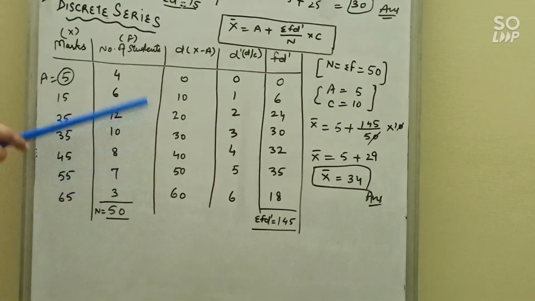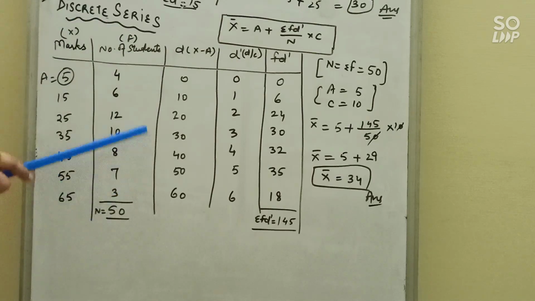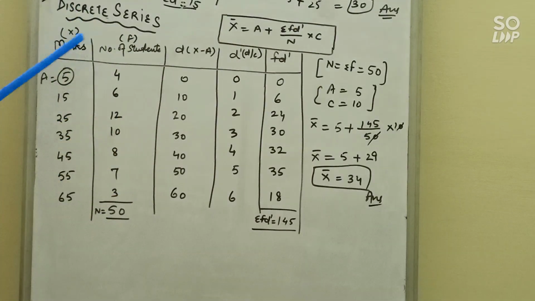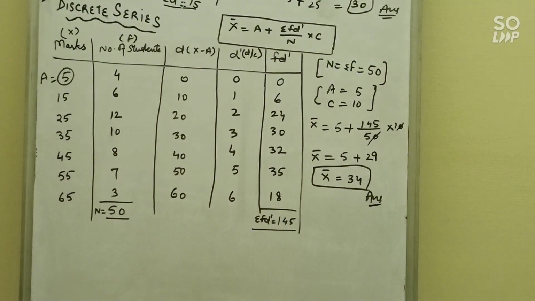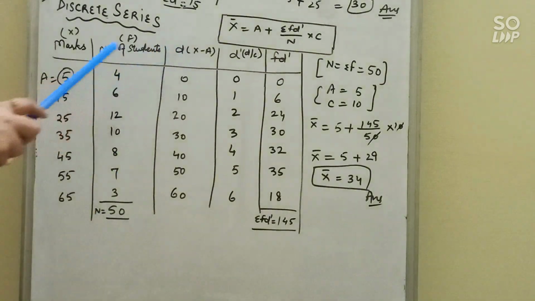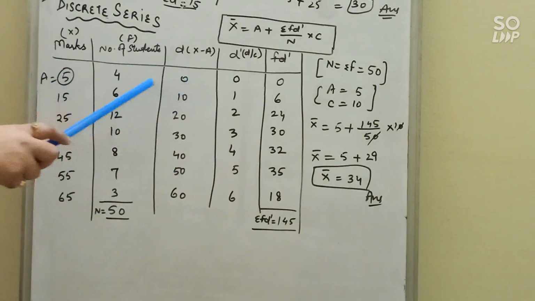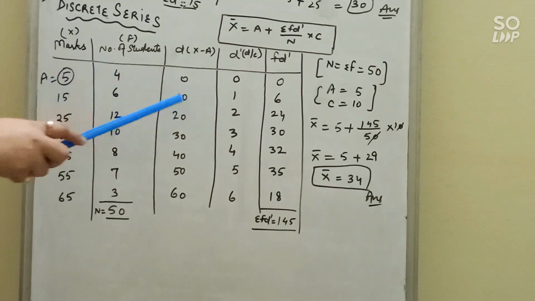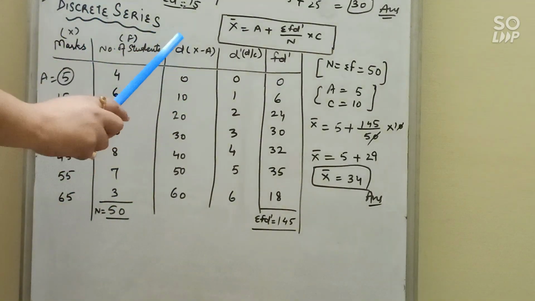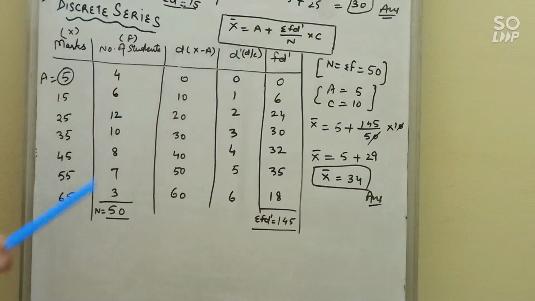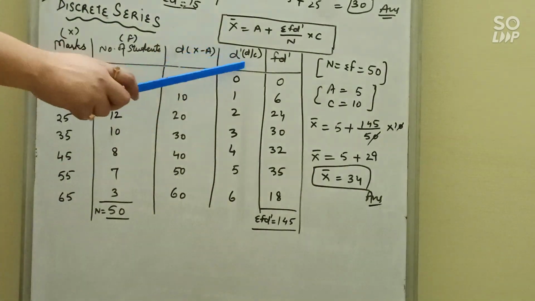I have taken this question in discrete series because we know that in discrete series we have x and f. Now first of all we will take d. D means deviation, the formula is x minus a. Again I am taking a as the smallest value, that is 5, just to avoid negative signs. So d: 5 minus 5 is 0, 15 minus 5 is 10, 20, 30, 40, 50, 60. Now after d deviation you will calculate d dash and the formula is d upon c.